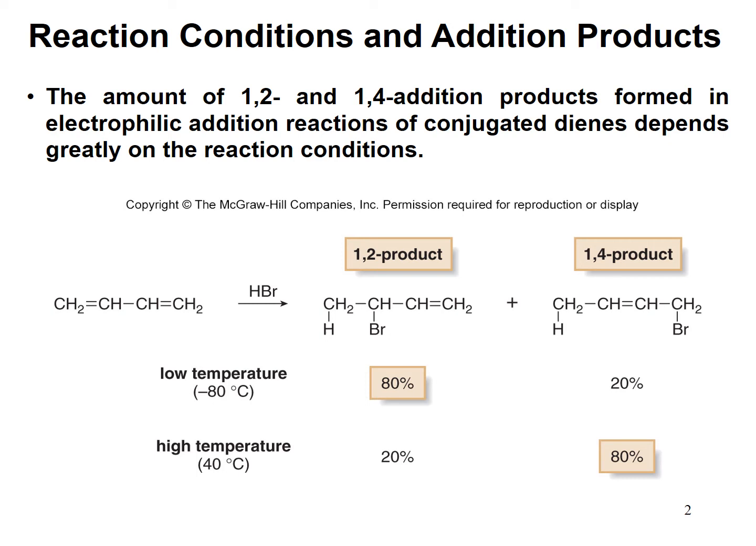But if we have the 1,4 product, that's going to be under what we call thermodynamic control, and that's going to be at a higher temperature. And what happens here is after you make the carbocation, the double bond rearranges. So the double bond migrates because it's an allylic carbocation, and now you get the carbocation on the terminal carbon, which then allows us to have a 1,4 product.